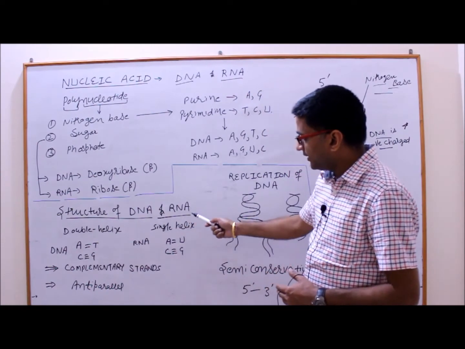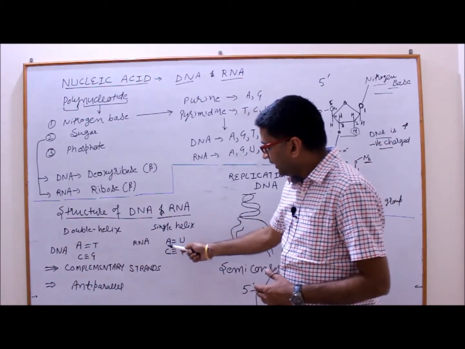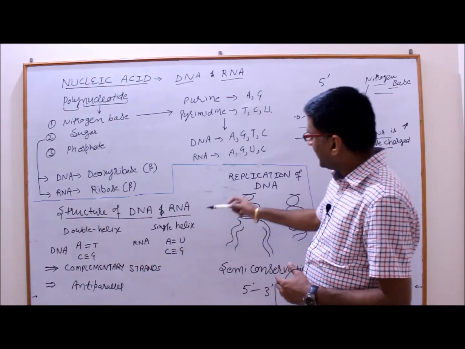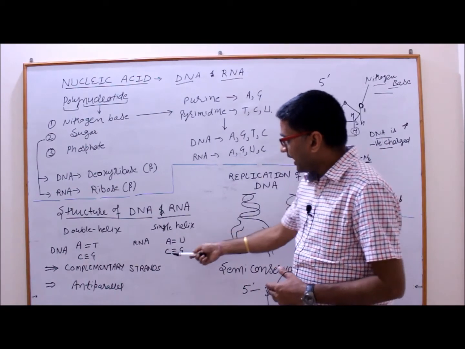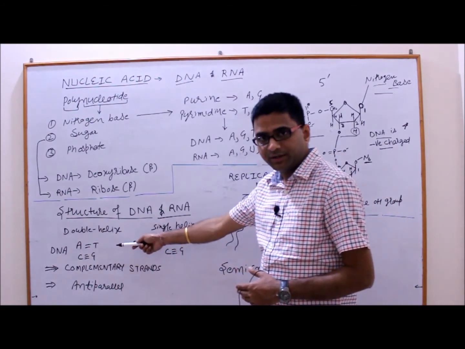Okay, in case of RNA, instead of a double helix we have a single helix, and A always combines with U because we know that in RNA T is missing, and C always combines with G, same as in case of DNA.